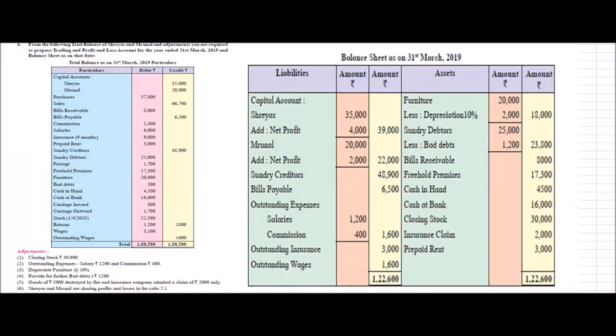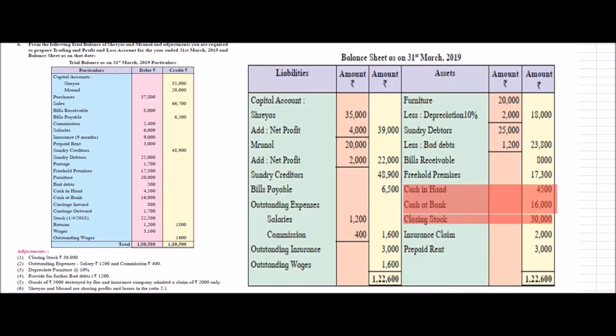So cash in hand and cash at bank are mentioned in the balance sheet: cash in hand is 4,500 rupees and cash at bank is 16,000 rupees. Next is closing stock. When we mention it in the P&L account, at that time we also mention it in the balance sheet; the closing stock is 30,000 rupees.